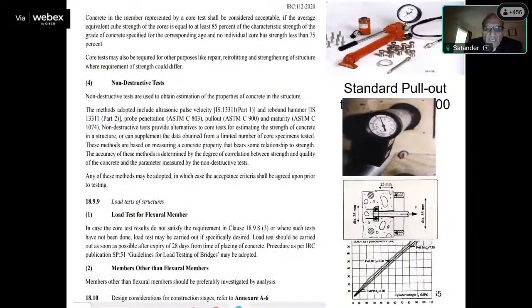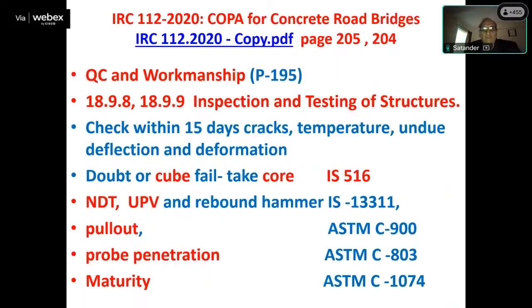So this is maturity meter, pull out test, bullet test. These tests are given there. Please refer to that as per clause 18.9.9 of IRC 112. If everything fails in bridges, suppose core fails, cube fails, NDT fails, what is the last option? It is given in 18.9.9, only load test. After load test per IRC SP 51, if recovery is 75 or 85%, you cannot reject the girder or the structure. The last step for the acceptance criteria is the load test. Correct, sir? So these are the tests already we have given.